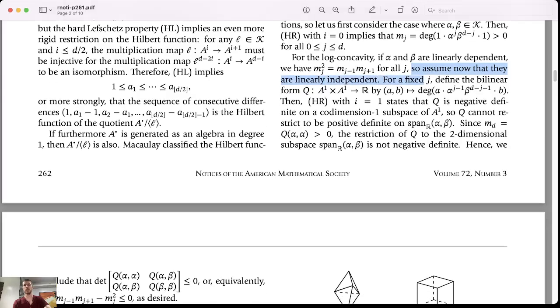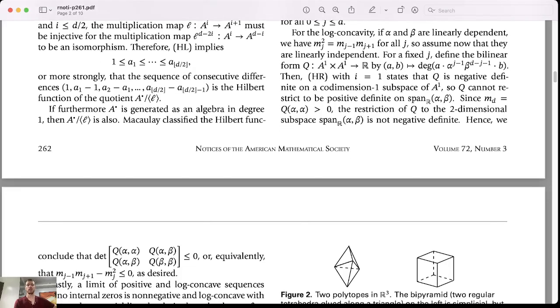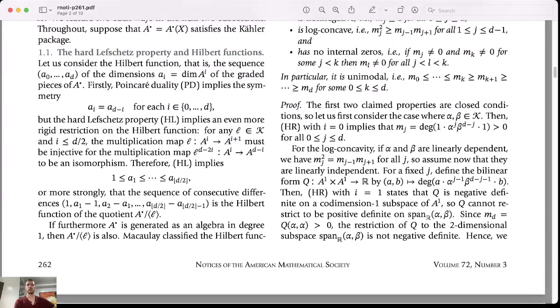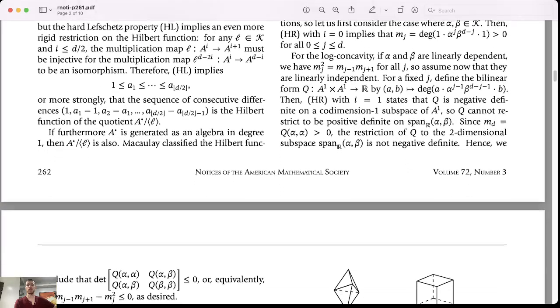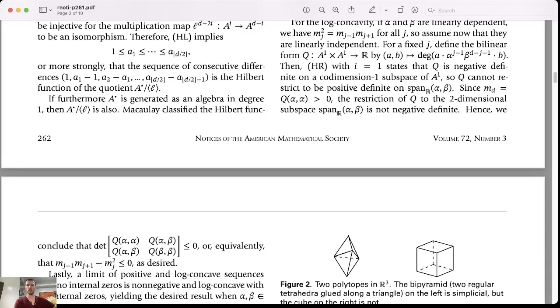For a fixed j, define the bilinear form Q from A^1 cross A^1 to the reals by the pair (a, b) maps to the degree of a times alpha^(j-1) times beta^(d-j-1) times b. Then the Hodge-Riemann property HR with i equals 1 states that Q is negative definite on a codimension one subspace of A^1, so Q cannot restrict to be positive definite on the real span of alpha and beta.